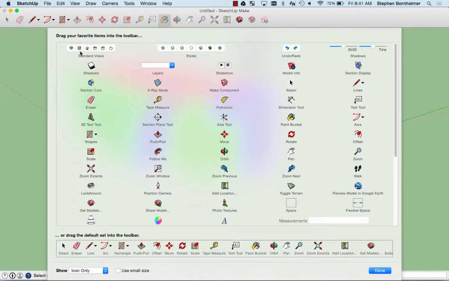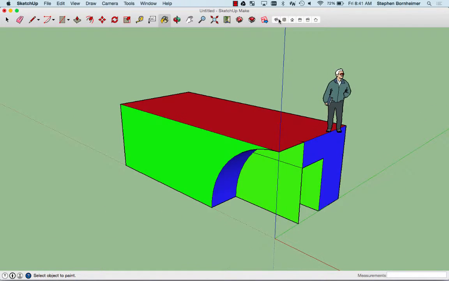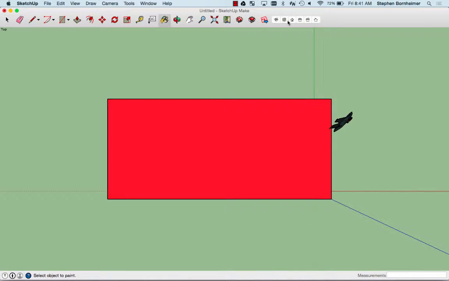Wait, so you could basically mess with Google Maps? Yeah. All right, so here is just a side shot. Here's the top. How do I know it's the top? Because it's red. But what does it look like? It just looks like a rectangle. But you've got the blue, red, and green.